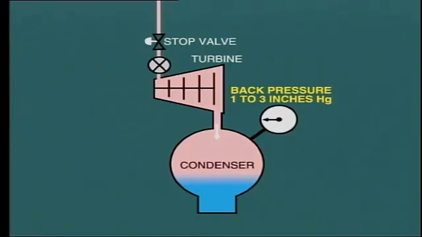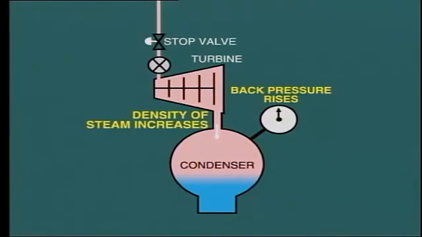Now imagine what would happen if the back pressure started to rise, perhaps due to a large air leak into the condenser, or more likely, a reduction in cooling water flow through the condenser. Now remember, as the back pressure increases, so does the density of steam at the turbine exhaust.